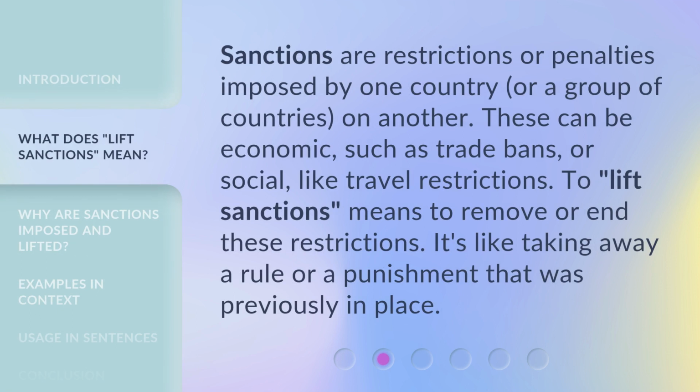Sanctions are restrictions or penalties imposed by one country, or a group of countries, on another. These can be economic, such as trade bans, or social, like travel restrictions. To lift sanctions means to remove or end these restrictions. It's like taking away a rule or a punishment that was previously in place.